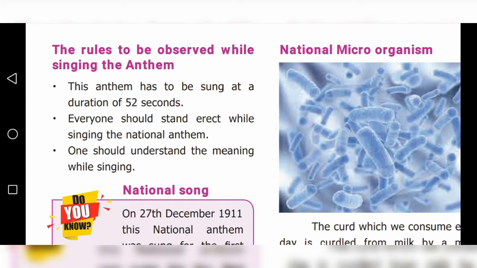Last class, we studied in civics, unit 1, national symbols. This class also, we are going to continue the same lesson. The rules to be observed while singing the anthem. The rules to be observed while singing which anthem? National anthem. There are three rules.